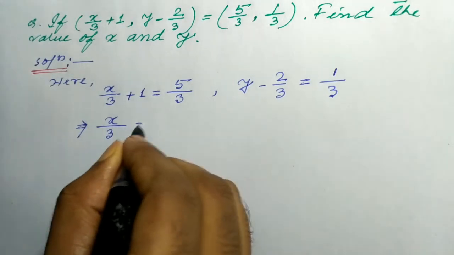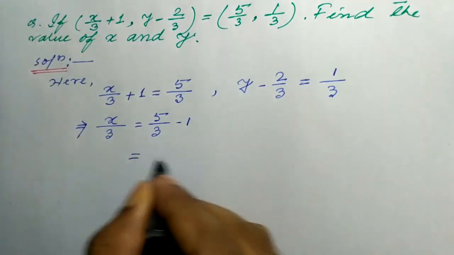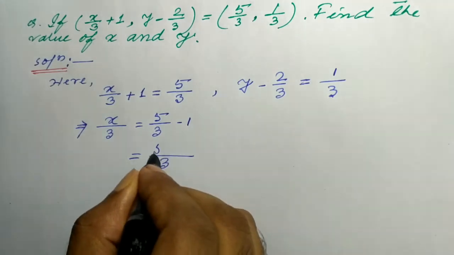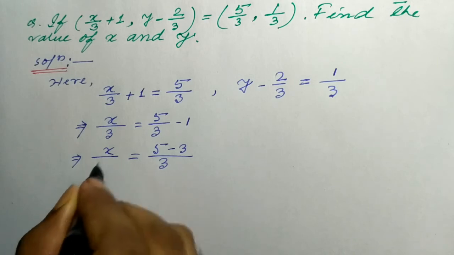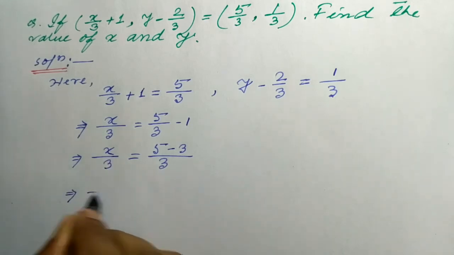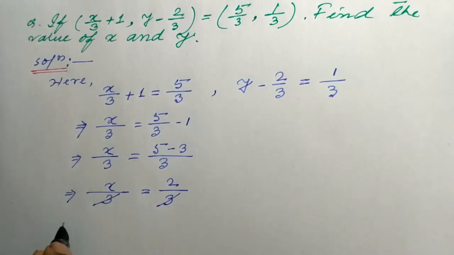x/3 equals 5/3 minus 1. If we take the LCM, 3, then (5 - 3)/3 equals x/3, then x/3 equals 2/3. We can cancel 3, then x will be equal to 2.